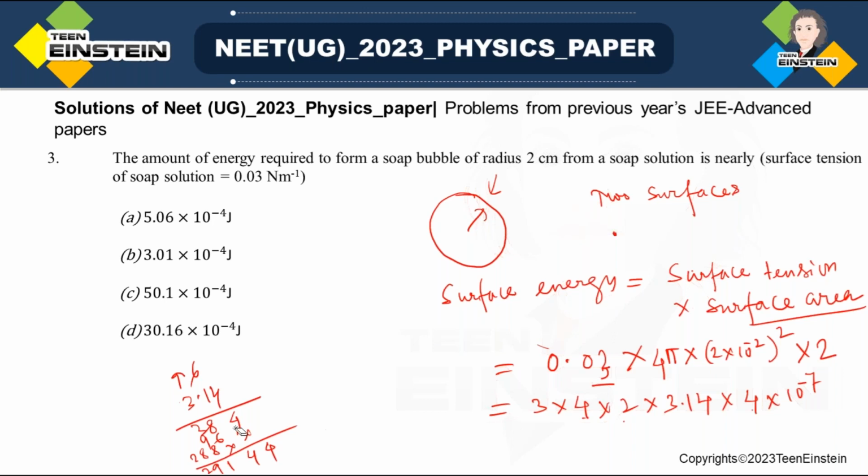I think we have done some small mistake in the calculation part. So anyway, if you calculate this, how much you should get?